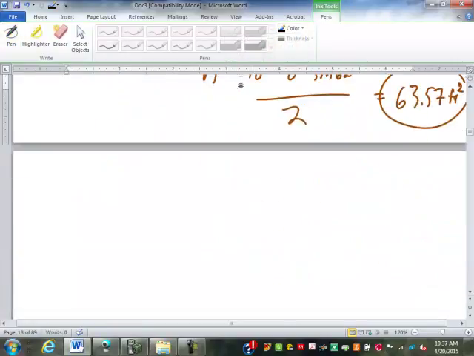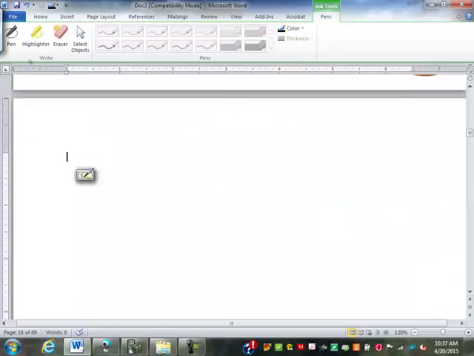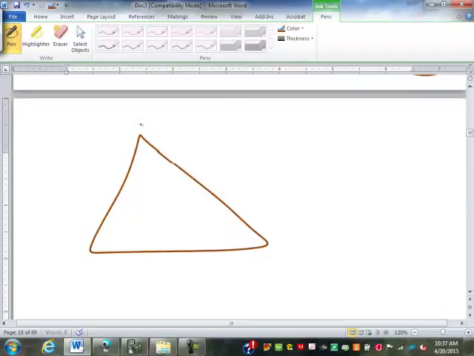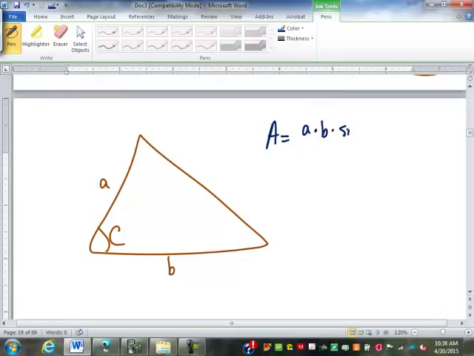So the formula is, if I have a triangle where I know 2 sides, let's call them sides A and B, and the angle in between them, which we'll call angle C, obviously, because these are the same things we needed to use the law of cosines, aren't they? 2 sides and the angle in between them. The area of that triangle is going to be A times B times the sine of angle C over 2.